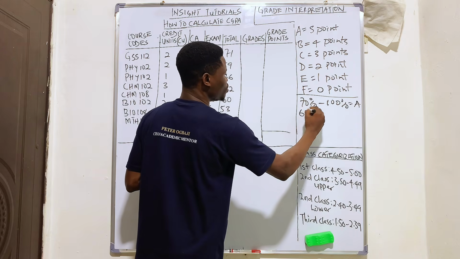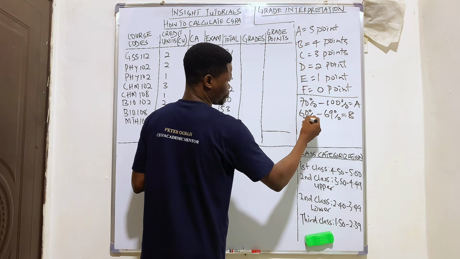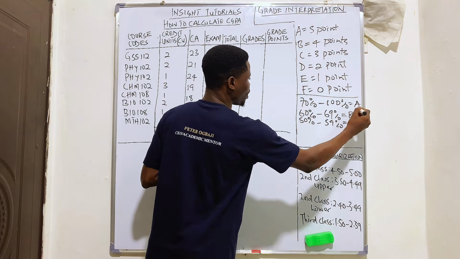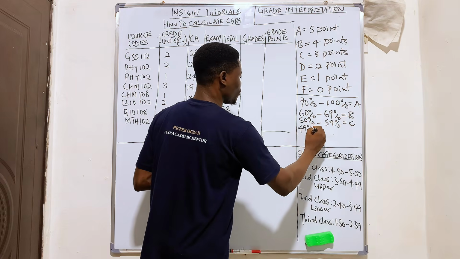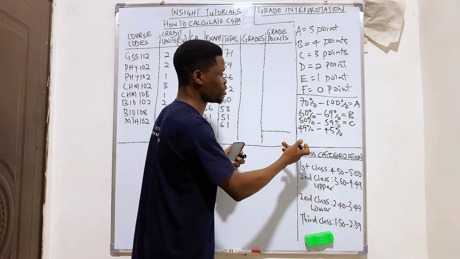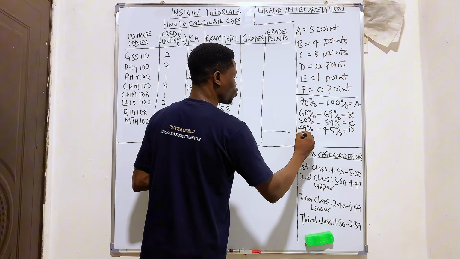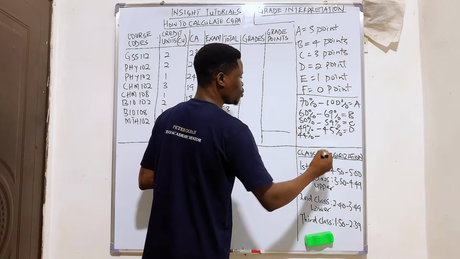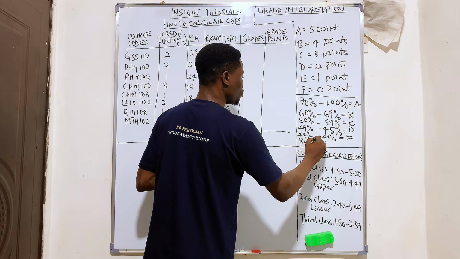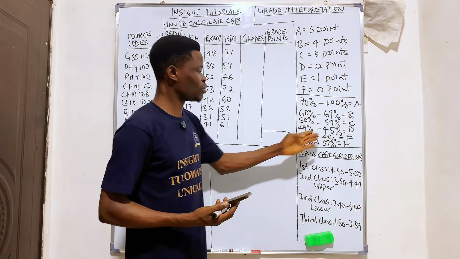If you have between 60% to 69%, you have a B. If you have between 50% to 59%, you have a C. If you have between 45% to 49%, you have a D. If you have between 40% to 44%, you have an E. Anything below 39% is an F grade.